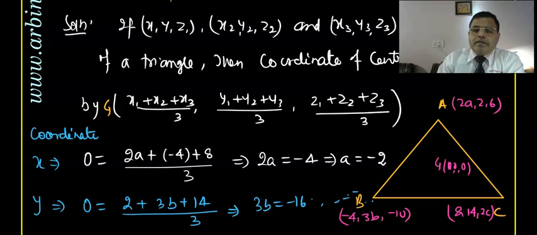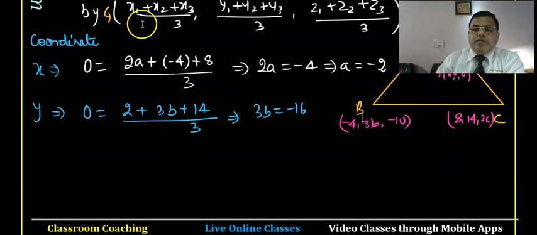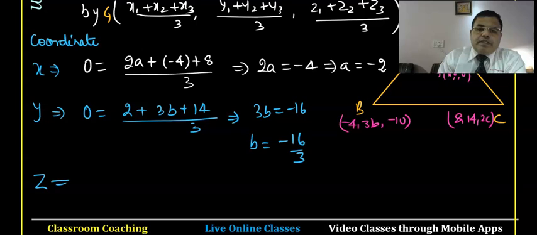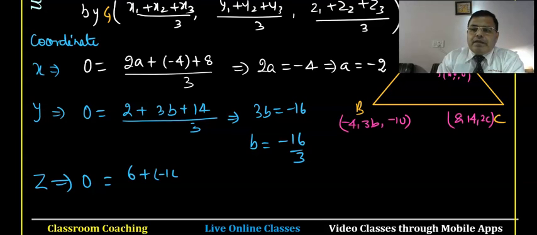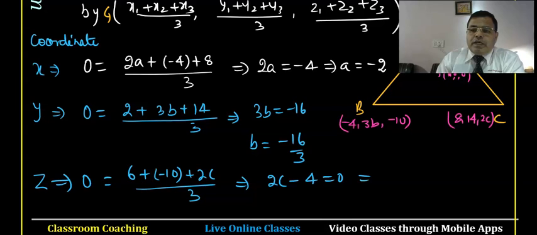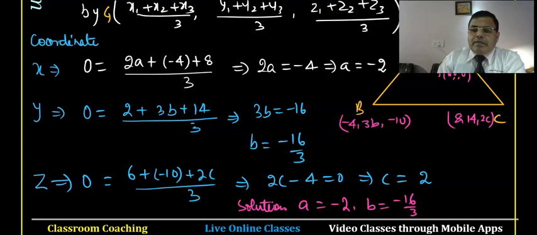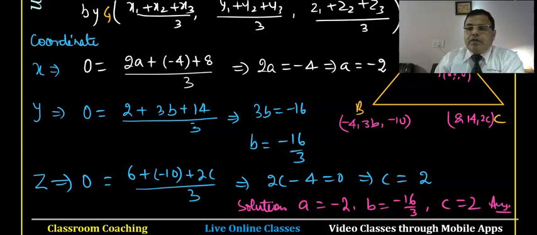3b is equal to -16, because the 3 will come to this side and it will be 0. Therefore b is equal to -16/3. And the z coordinate is given by 0 is equal to (6 - 10 + 2c)/3. That is 2c - 4 is equal to 0 and c is equal to 2. So therefore the solution: a is -2, b is -16/3 and c is 2. That will be the answer. I hope you got it.